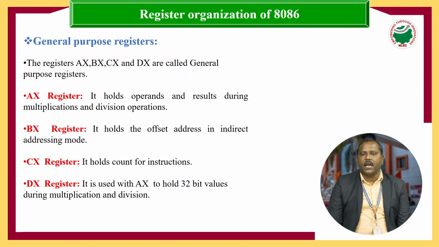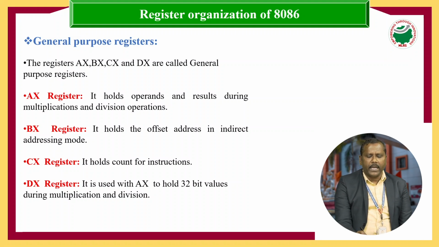Next one is register organization of 8086. We have a total of 14 16-bit registers and registers are categorized into three types. The first one is the general purpose registers. We have four types of general purpose registers: AX, BX, CX and DX. Here, AX is a 16-bit register.